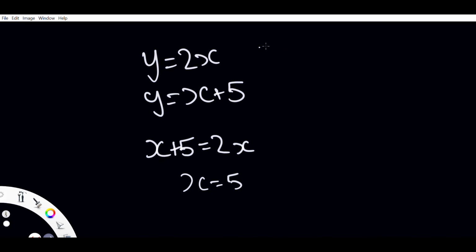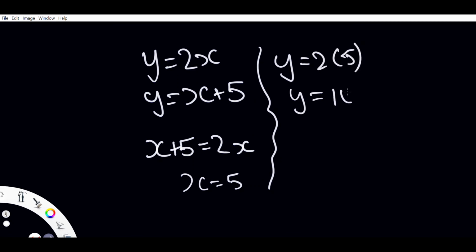Now that we have that, we can substitute 5 over here to get y is equal to 2 times 5, which is y is equal to 10. And similarly for the other side, 5 plus 5 is equal to 10. So y is equal to 10 for both sides. So now that we have that, we can write them as an ordered pair. So 5, 10. And this would be our solution.